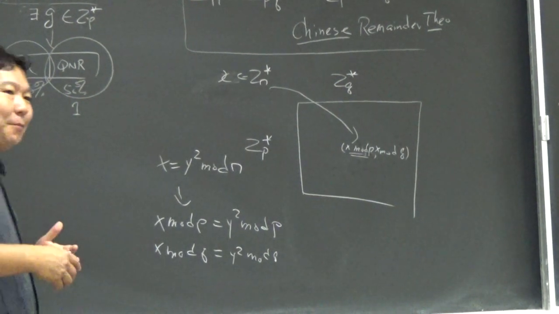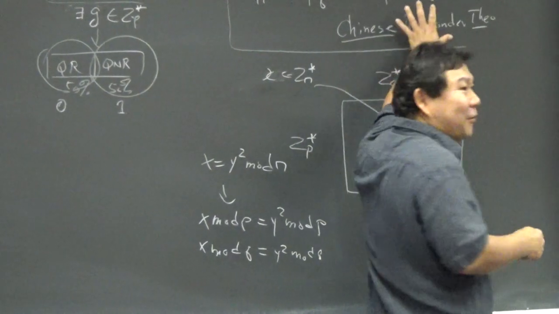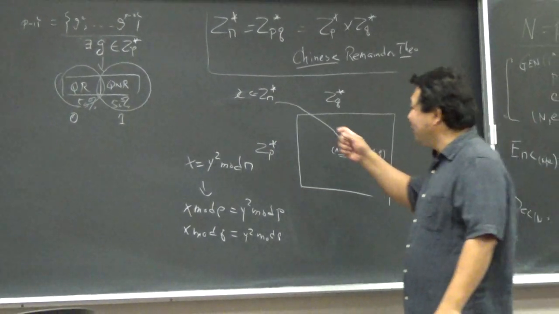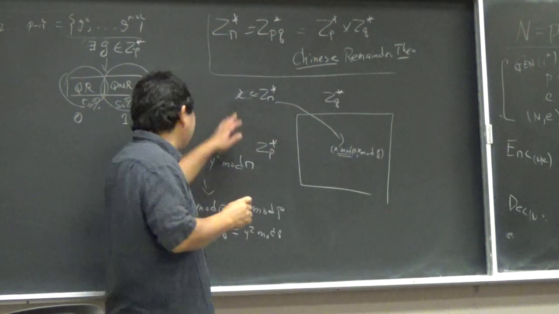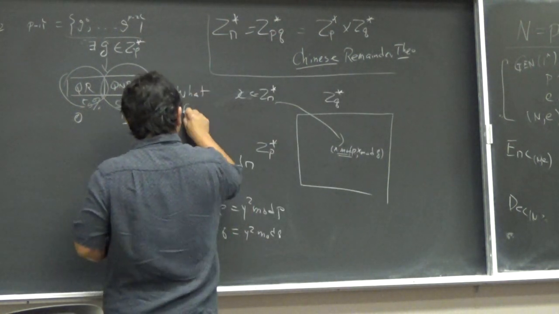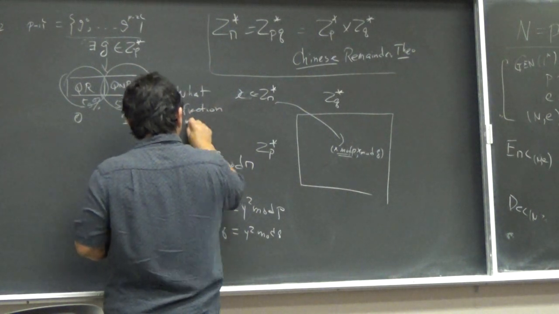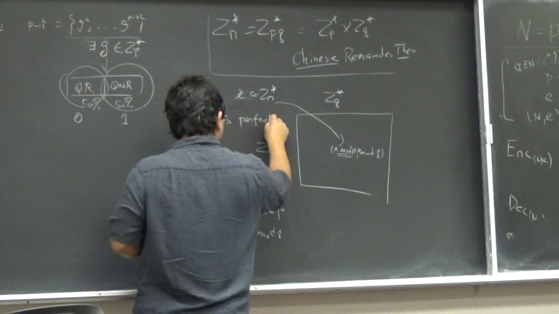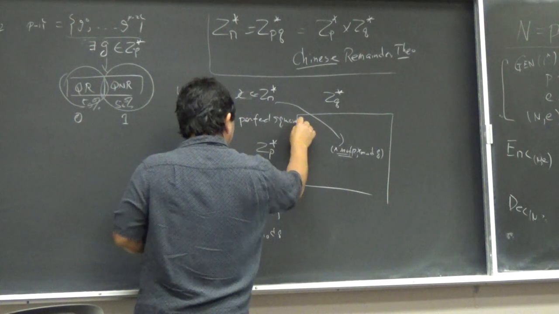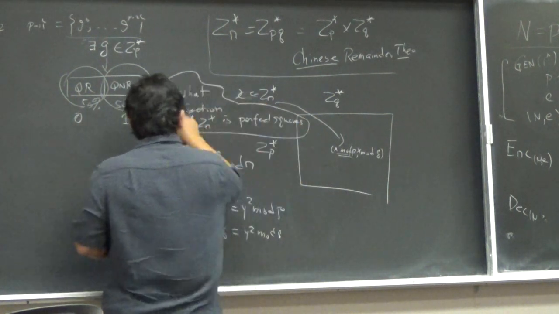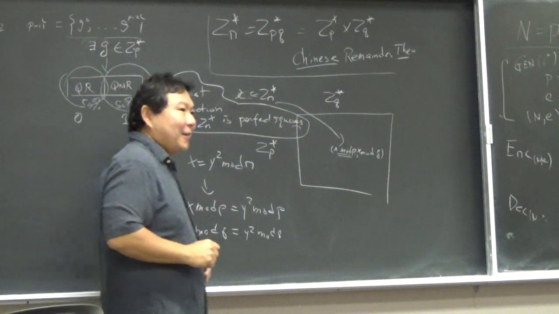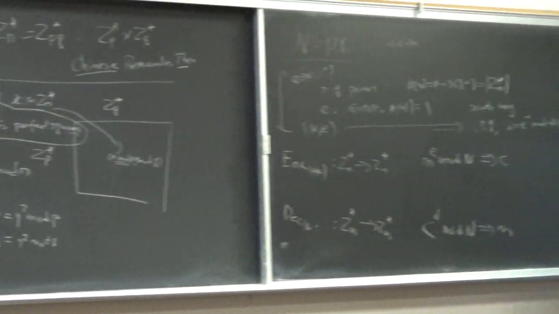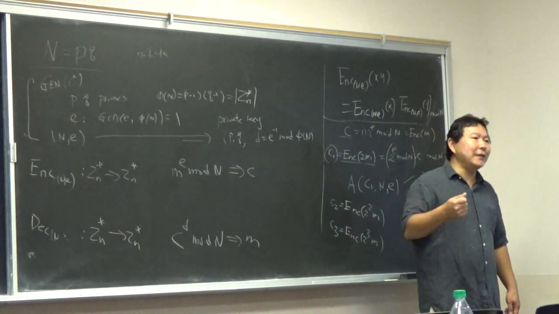So the first question, I'm just wanting you to mentally think through, and also it gives you a chance to think through the Chinese remainder theorem, is what fraction of this is perfect square? What fraction of this is a perfect square? I just made that statement, right? A perfect square has to be a perfect square mod p and a perfect square mod q. What fraction of Zn star is perfect square?